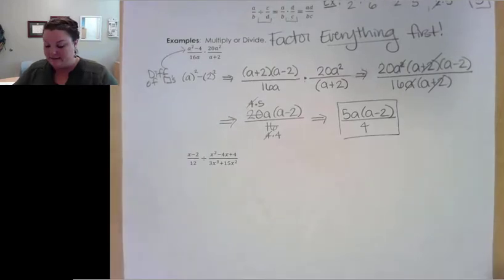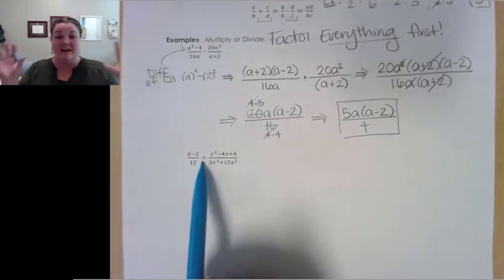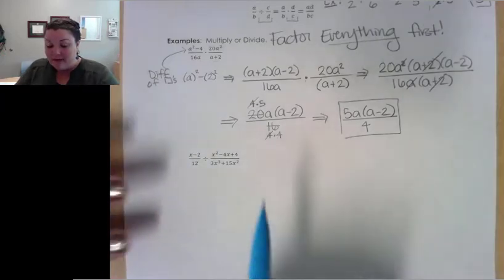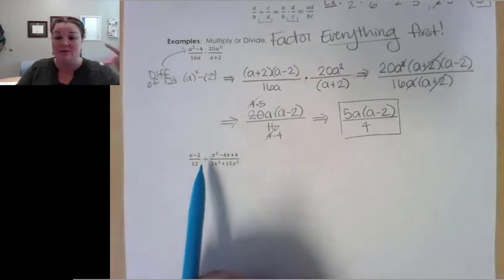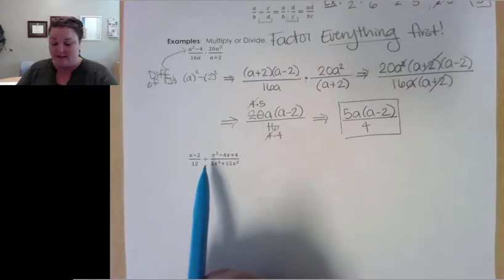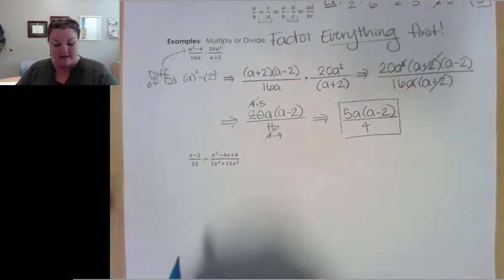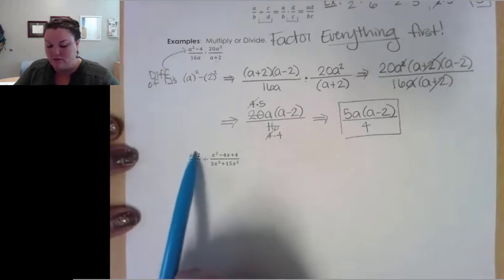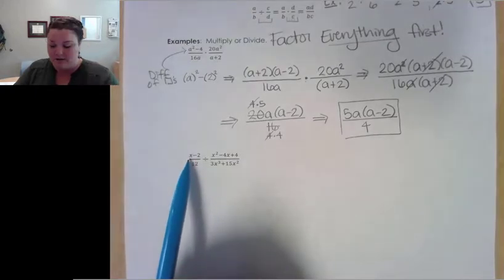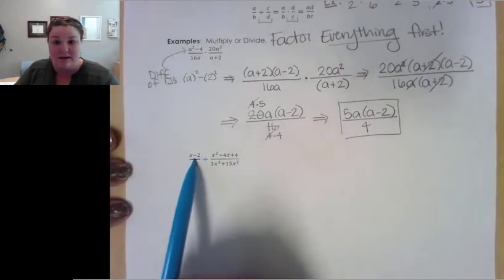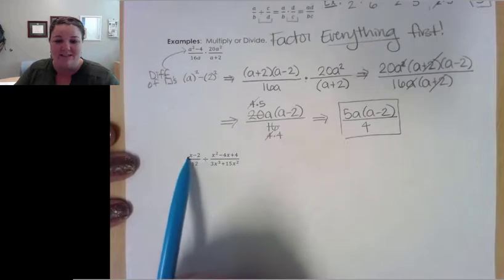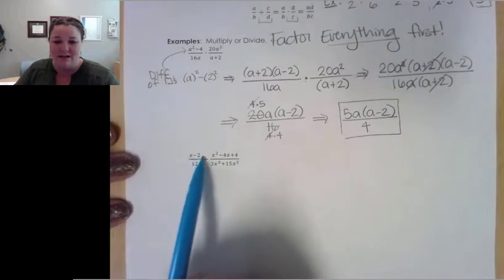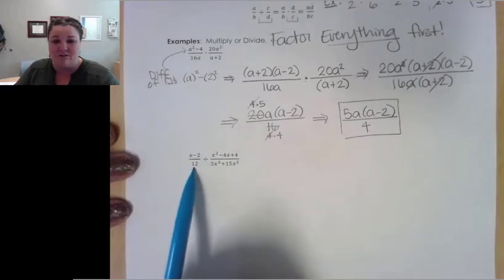Same idea here, except it's a division. So I still want to factor everything, but then don't forget when we divide, we have to flip and do the reciprocal of the second. Okay? So let's go ahead and factor this out. This top one, x minus 2, there's no x squared, no x cubed. It's just x to the first power. So I can't factor this unless there's a greatest common factor, which between x and 2, there's not. So I can't do anything there. On the bottom, 12, that's just a constant term, right? That's just a monomial. Can't do anything there.